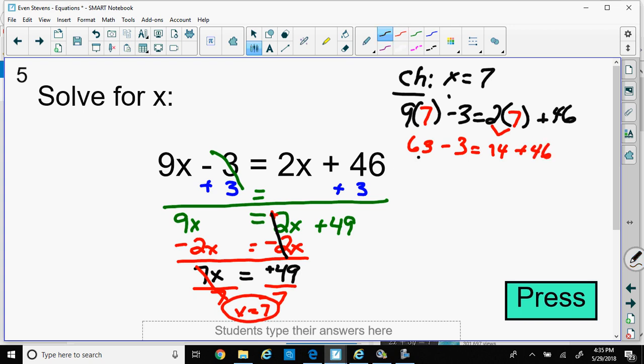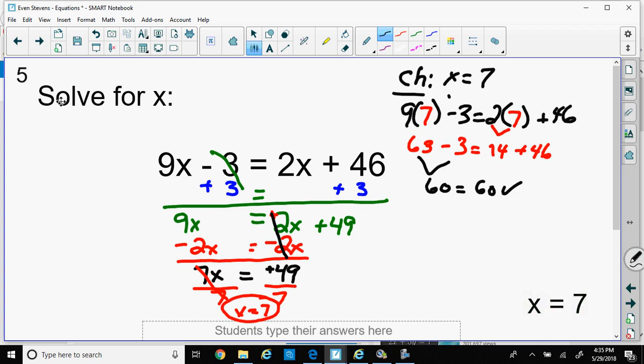I have on this side 63 minus 3 is 60. And on this side I have 14 plus 46. Well, that's 60 also. So this checked out. It balances. So when x is equal to 7, our equation will balance. So our answer was x is equal to 7.